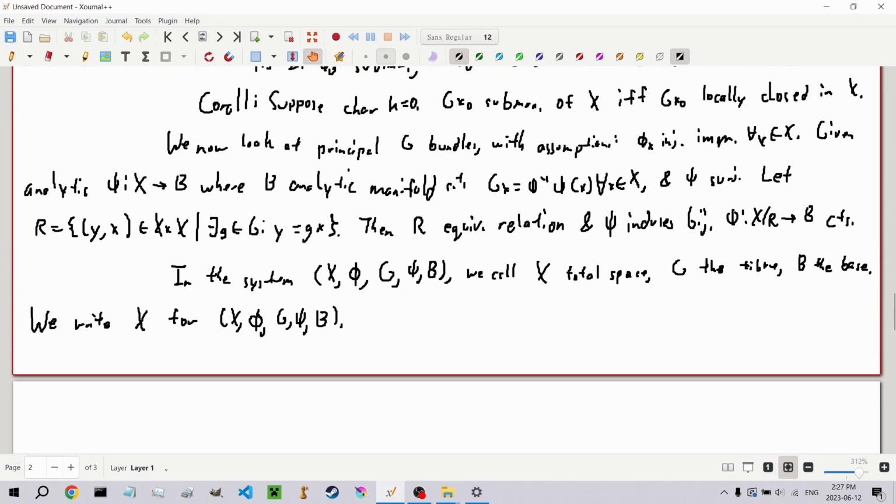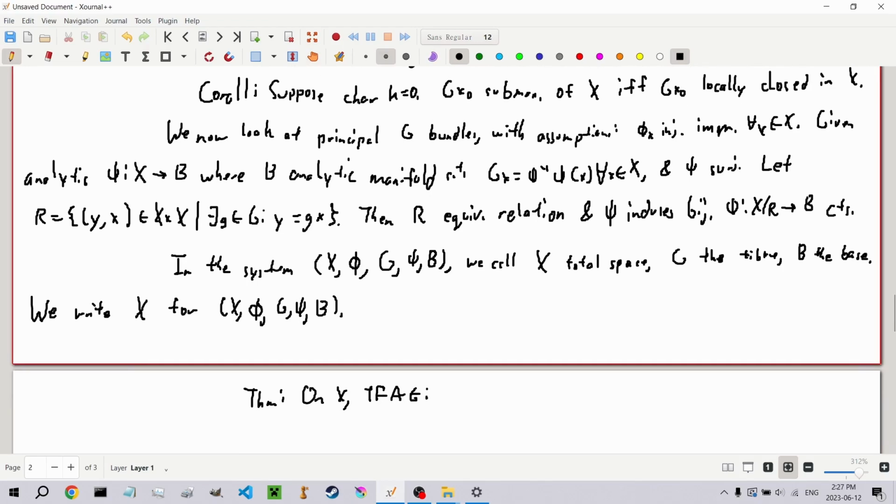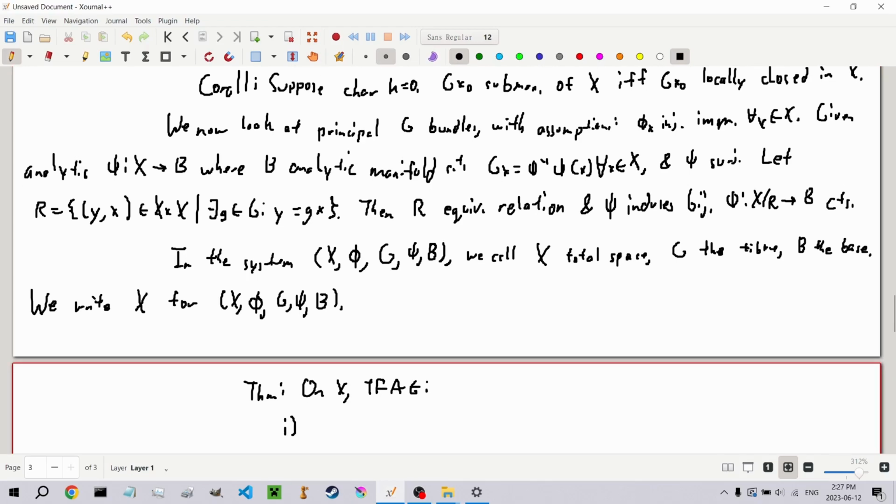That brings us to another theorem. On X, the following are equivalent. First off, our map psi is a submersion.